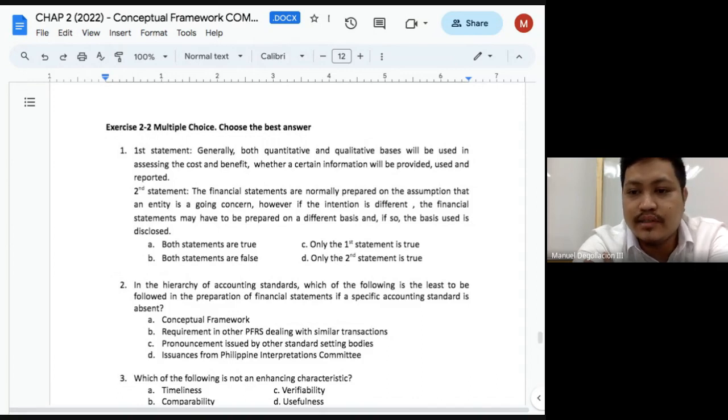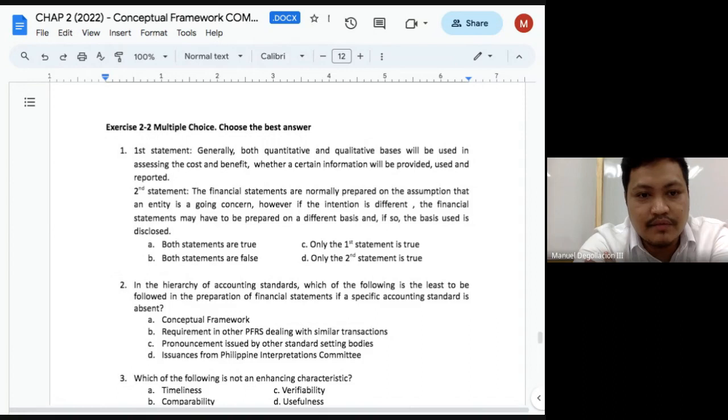So number 1, first statement. Generally, both quantitative and qualitative basis will be used in assessing the cost and benefit, whether a certain information will be provided, used, and reported. Okay, the first statement is true, class. The considerations will not only be on quantitative concerns, there will also be qualitative concerns in determining whether it is worth the effort of the entity to provide certain information.